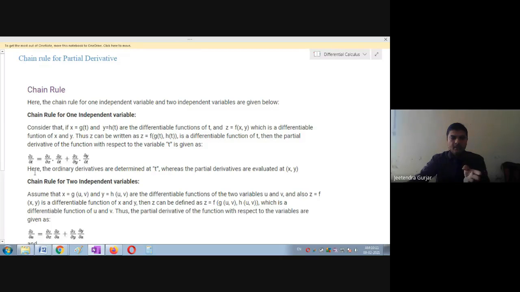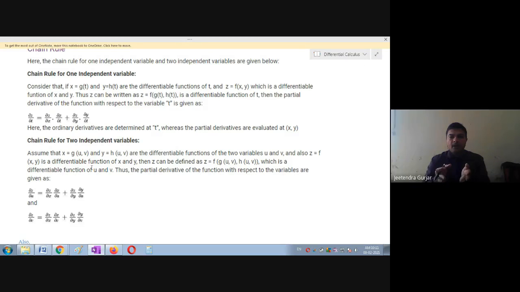Is it clear? Here the ordinary derivatives are evaluated at x, y. So please remember this is for one independent variable. Similarly, the chain rule for two independent variables. Assume that x and y are differentiable functions of two variables u and v, and also z is equal to f of x, y, a differentiable function of x and y. That is what we take as z. Then z can be defined as z is equal to f of g of u comma v, h of u comma v, which is a differentiable function of u and v.